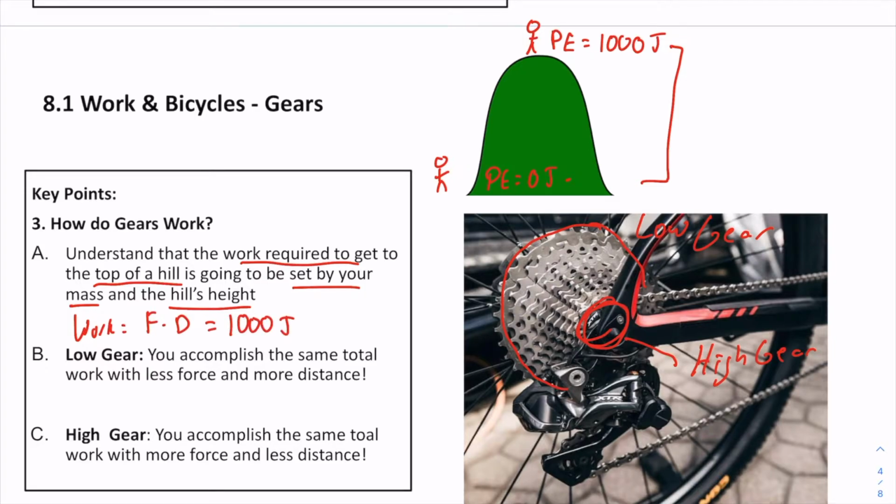All right, and so say you have a hypothetical race. You're going uphill, so is your friend, and you decide you're going to go in low gear, your friend's going to go in high gear. Let's see what happens. So we say the equation's the same. Work equals force times distance equals change in energy, 1,000 joules. So we'll write that out twice.